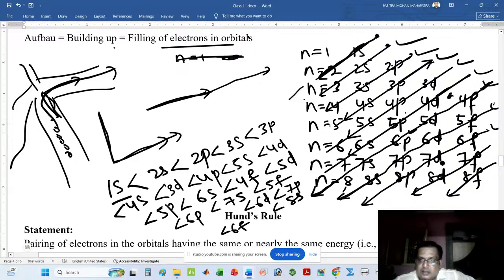Okay. Next that is your 6f. Next is your what? 7d. Next move to the 8p. Then go to this ray. Then your 7f will come. You can write 7f. Next you can write 8d, and the last is you can write 8f.